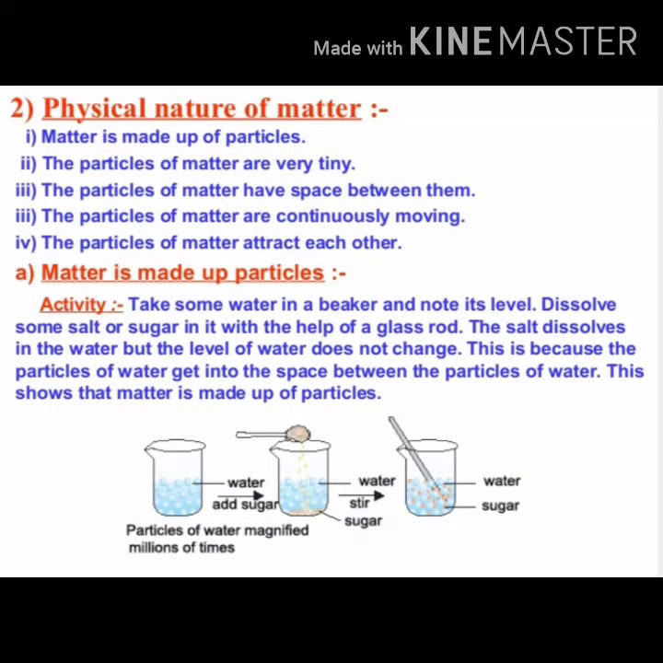Second, physical nature of matter. Number 1, matter is made up of particles. Number 2, the particles of matter are very tiny. Third, the particles of matter have space between them. Fourth, the particles of matter are continuously moving. And the last, the particles of matter attract each other.